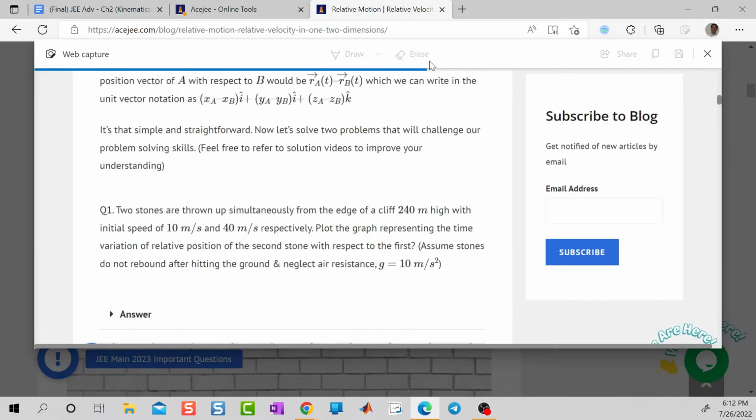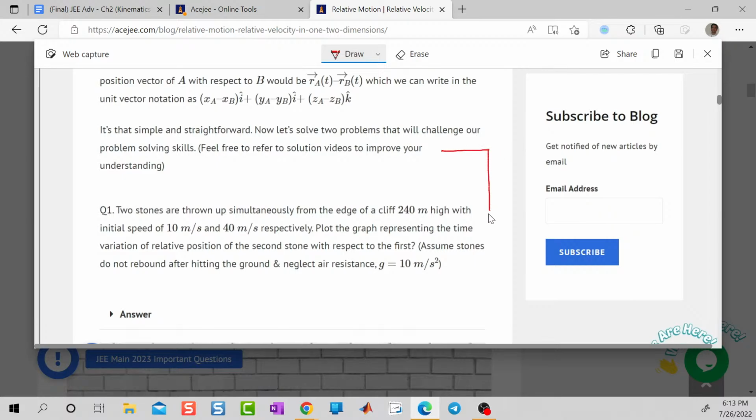Is it okay if I start to solve the question with you guys? Sure, sir. Sir, I was getting a graph. First it was linearly increasing, and then it was a parabola. Sir, the maximum relative position was 240 meters. Okay.